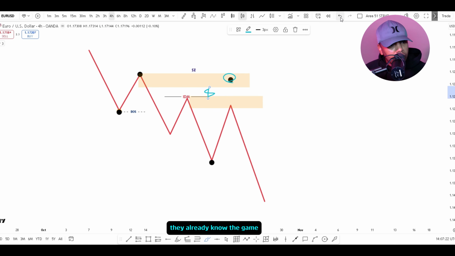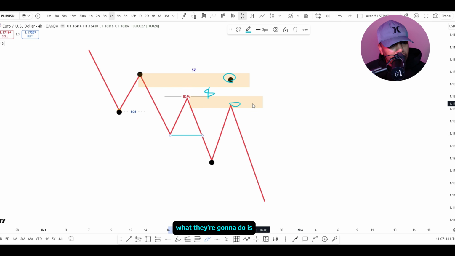Smart money traders already know the game. So they know there are traders who are entering from here, marking this as a break of structure, putting their stop loss above this high over here. They know this stuff. They can see it. It's very obvious. So they're going to go ahead and manipulate.